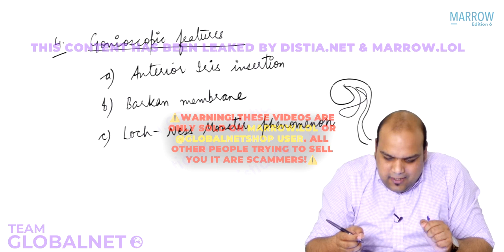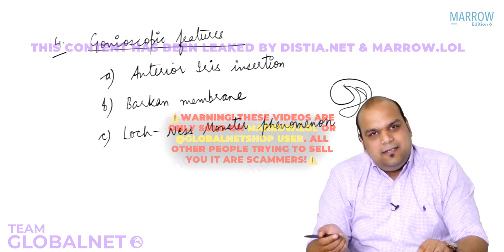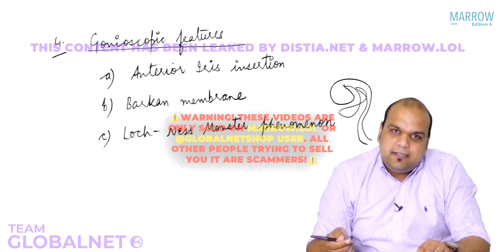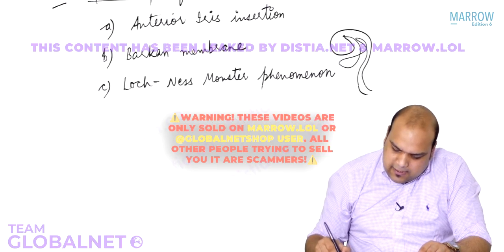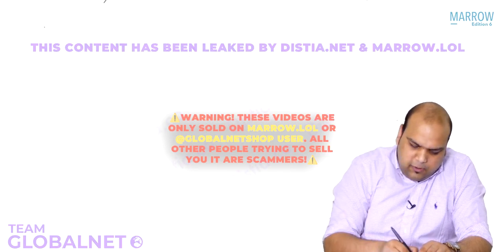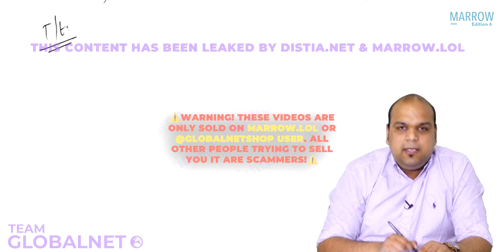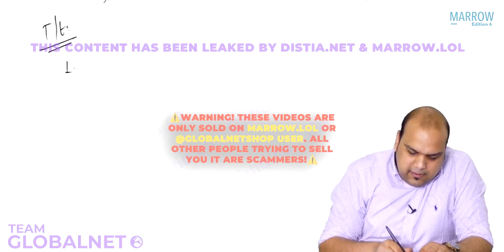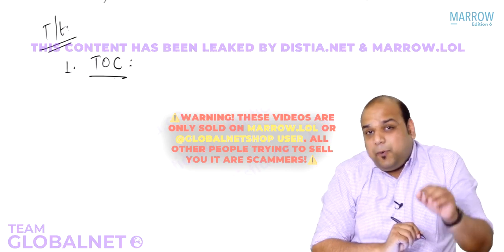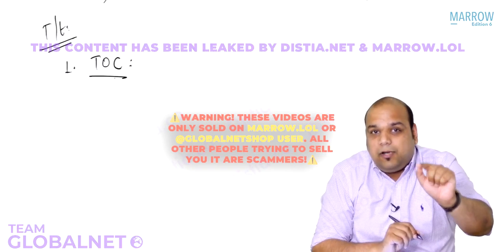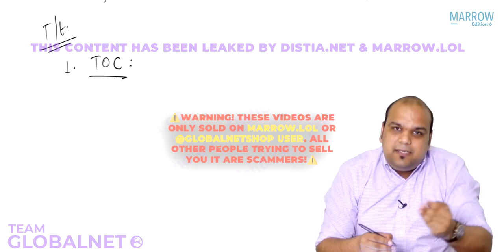Loch Ness monster phenomena. Loops of vessels are seen. Right, guys? These are the gonioscopic features. Now, once we know the features and everything, what we need to do is treat this case. For treatment, please remember that the treatment of choice is, the problem is in trabecular meshwork. Yes or no? Trabeculodysgenesis. So please try to derive the answer.